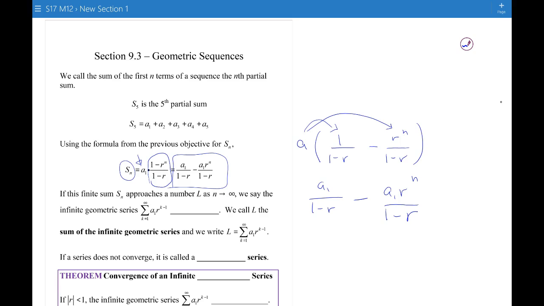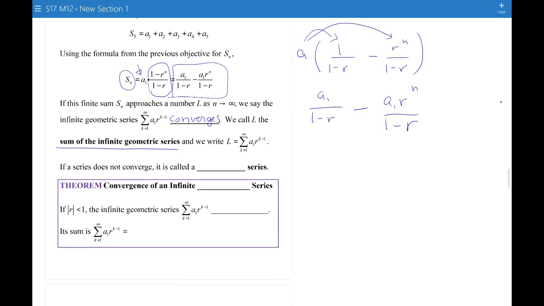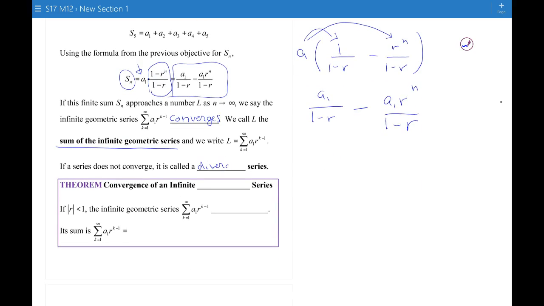And as n gets really large, if that starts approaching some number like 3.2 or 1, then we say that this infinite geometric series converges to that number L, in fact. We call L the sum of the infinite geometric series, and we write that they are actually equal. If a series doesn't converge, it's called a divergent series.